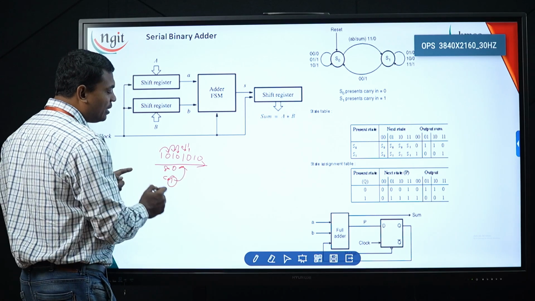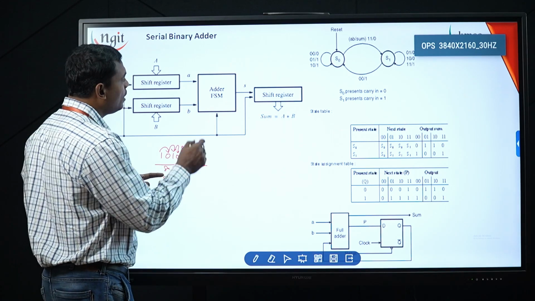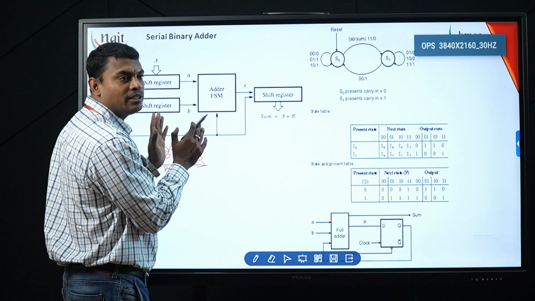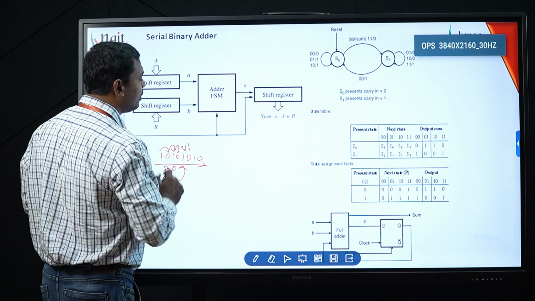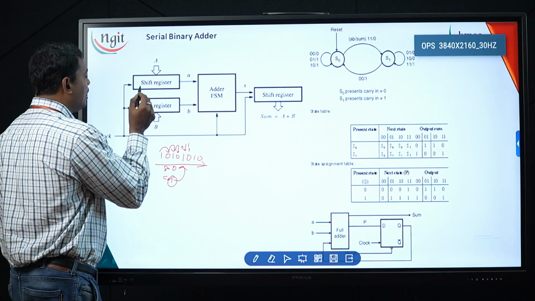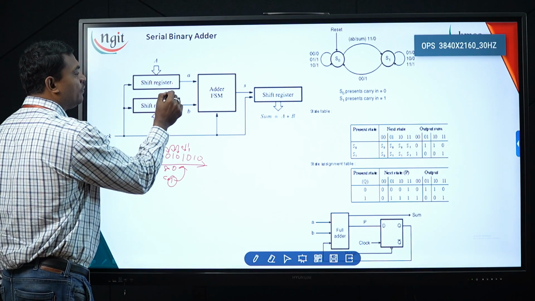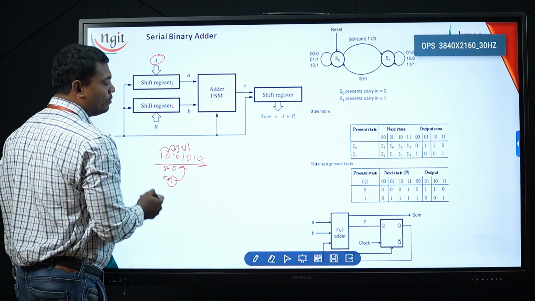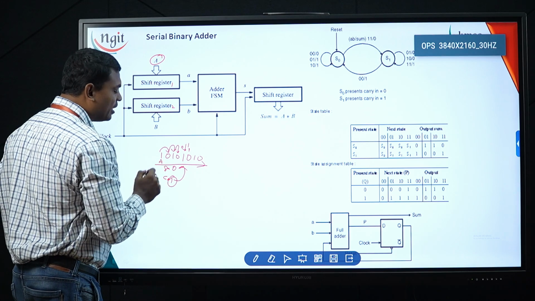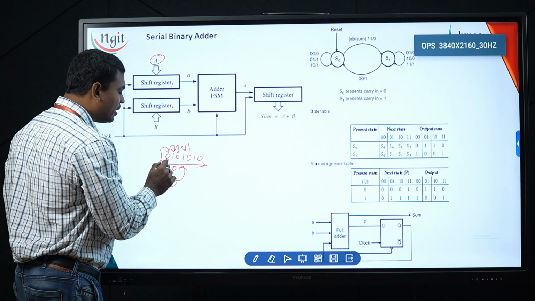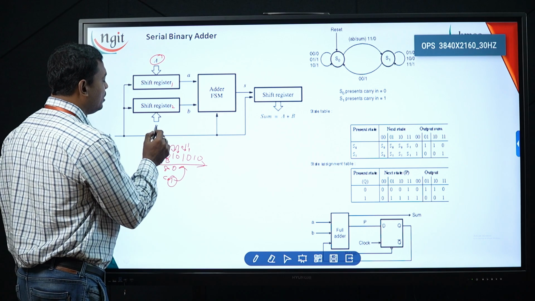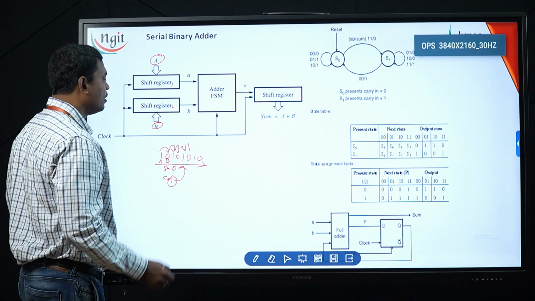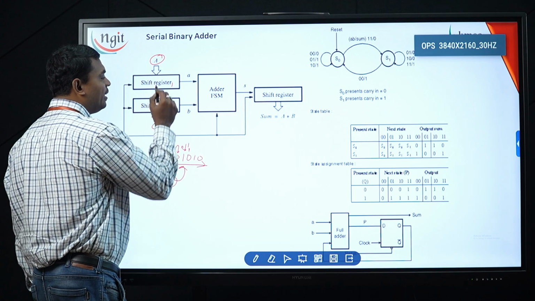So we are going to see this kind of systematic approach, how we are going to perform a particular sequence addition in this design. Now here you can see I have two shift registers, the first shift register and the second shift register. The first shift register has a value, the first bit I am considering to be A, and the next bit I am considering to be B. So those two bits I am providing here directly.